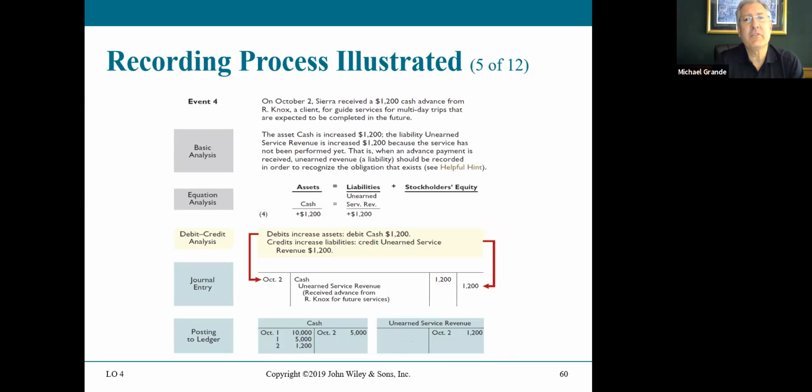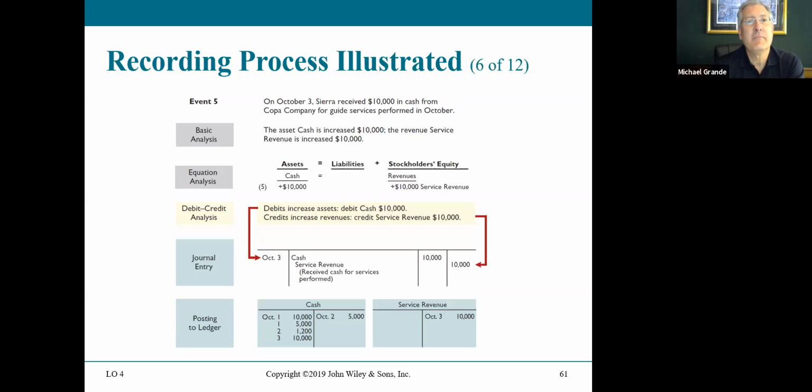Event 4, Sierra received $1,200 cash advance from Knox, a client, for guide services for multi-day trips that are expected to be completed in the future. Let's look at the journal entry. Debit cash, because they received cash, cash goes up, $1,200. Credit a liability, services to be performed. It's a liability. Credit $1,200. T accounts on the very bottom. You can see that cash account's got a lot of activity. Debit it for $1,200. Credit the unearned service revenue.